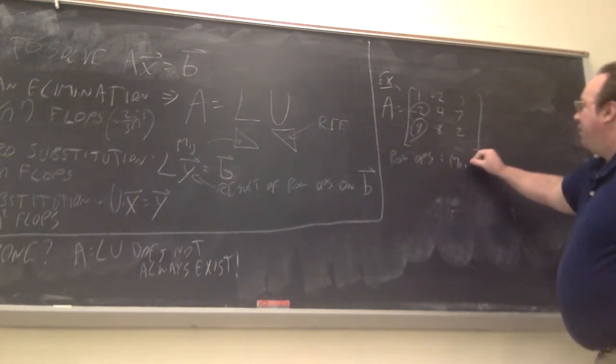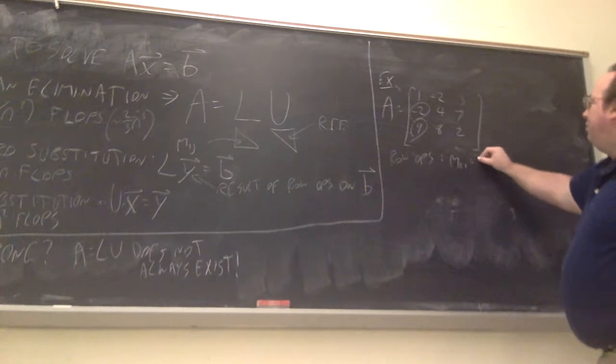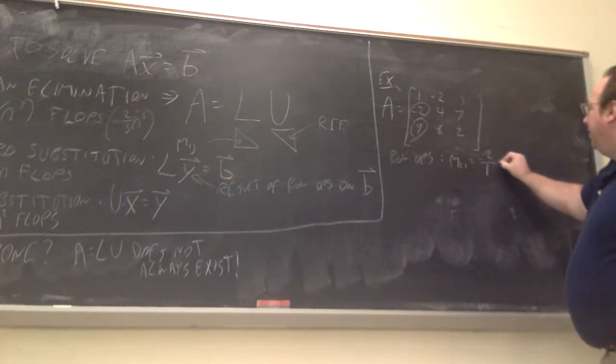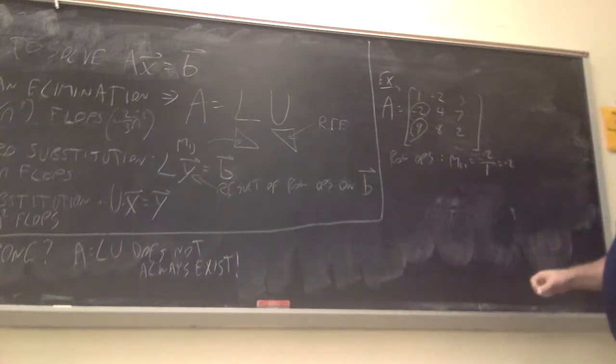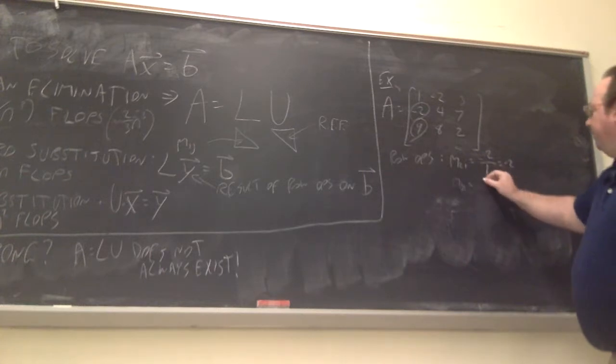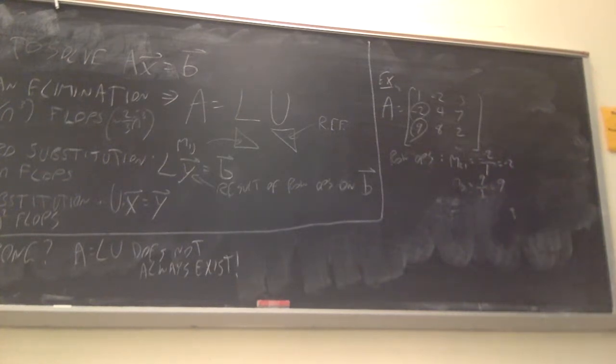So your first multiplier is going to be the -2 that you want to get rid of, divided by the diagonal entry in the same column. So it's just going to be -2. And then your other multiplier is going to be that second entry you want to eliminate, that 9, also divided by 1. So that multiplier is 9.